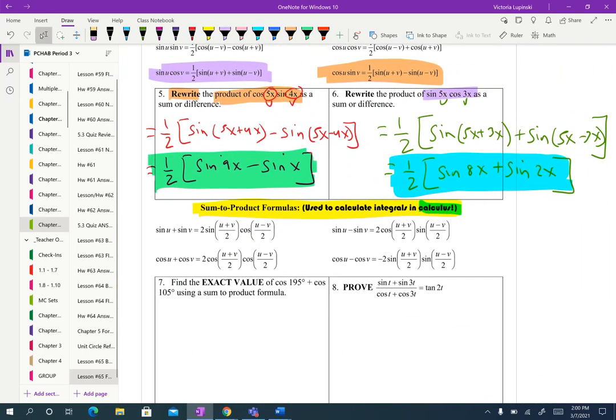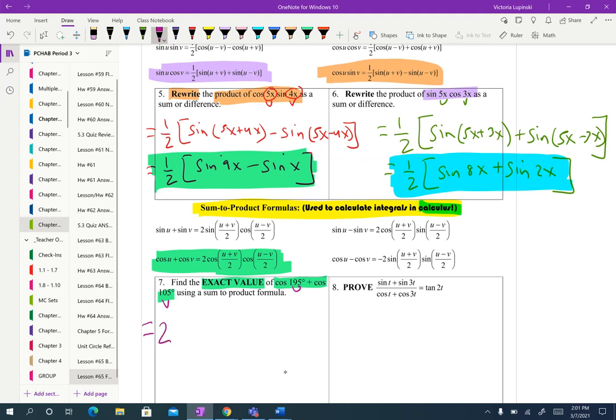And now we're going to use the sum to product formulas. We're going to start by finding an exact value. We have done exact values up to this point, so we're going to do one in this case. When you're trying to find the exact value, you have to make sure you have the correct formula. This is the cosine of something plus the cosine of something, so you have to make sure that you're selecting this formula right here. You're going to identify u as being the first value and v as being the second value.